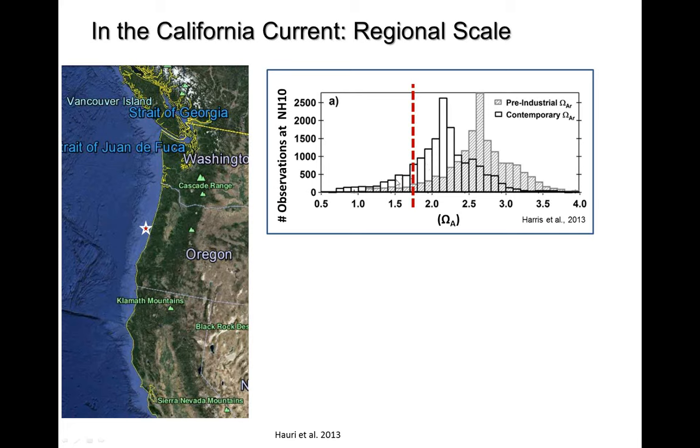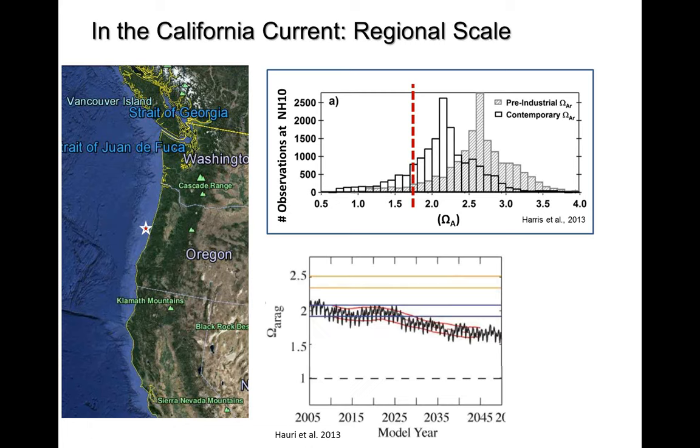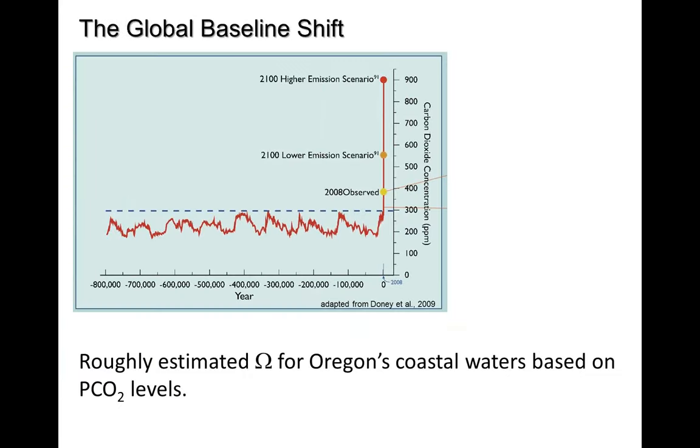So basically, as we've increased the baseline, we're seeing more conditions that seem to be crossing important thresholds for these organisms. This is the modeling study again, so 280 and 400, and this is approximately where 550 would be. So if we move that up to about 550, we'll get to that point in the next 20 years or so.